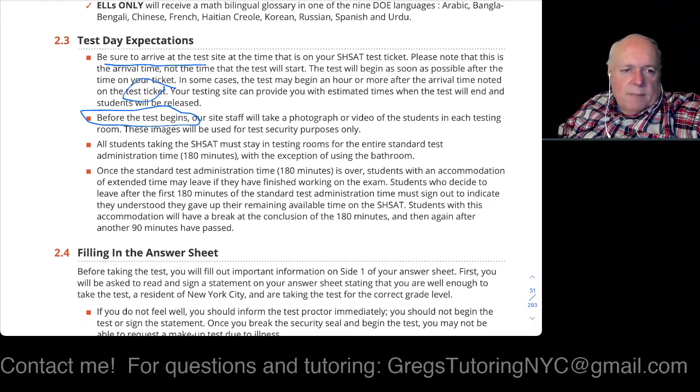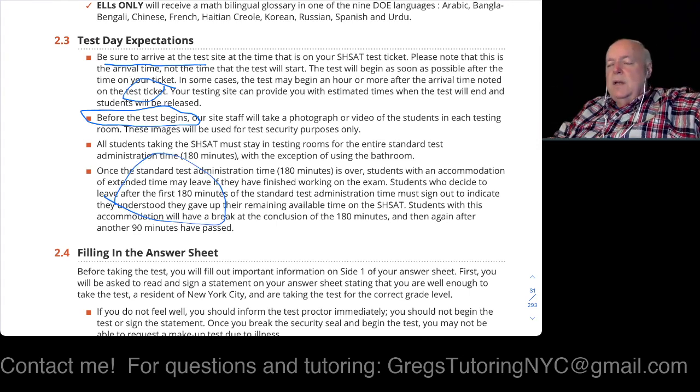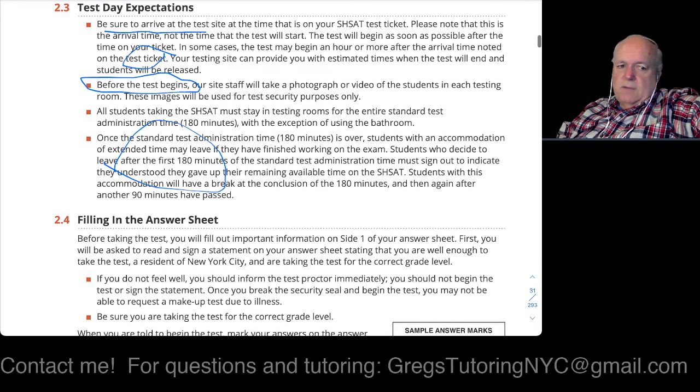Okay. You have to stay for the whole 3 hours. You can't leave during the 3 hours. And if you have an IEP, there's some discussion down here about how that works. It'll be broken up into 90-minute groups at that point. If you have accommodations, you can leave after the 3 hours, but you must sign yourself out, so you're basically waiving the accommodation, the extra time that they gave you.